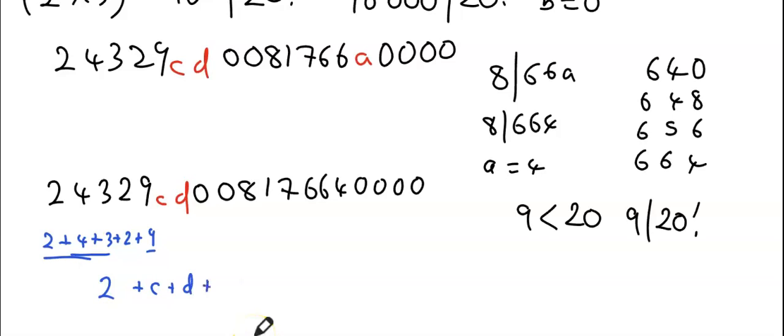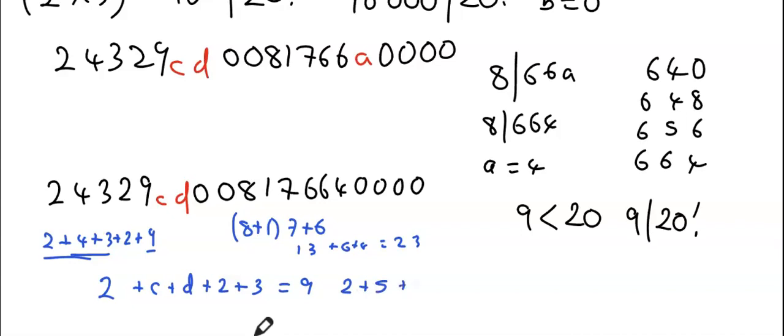And the rest of it, 8 plus 1, which is 9, 7 plus 6, which is 13, plus 6 plus 4, that is 23, so 2 plus C plus D plus 2 plus 3 equals 9, so that 7 plus C plus D equals 9, so that C plus D equals 2.